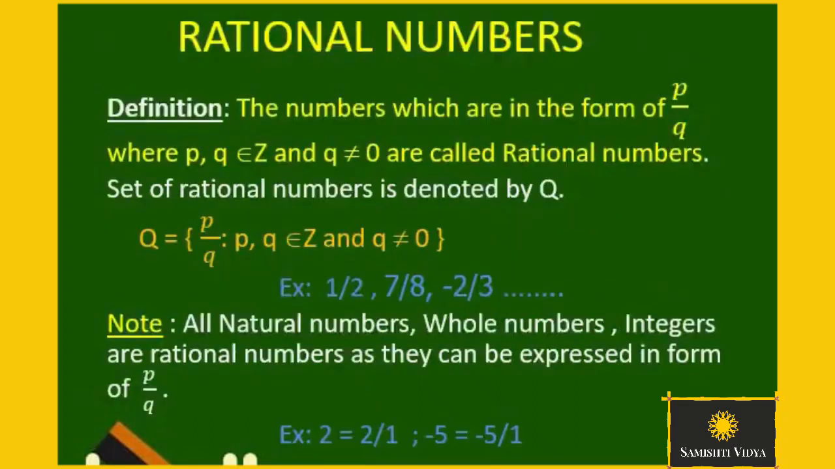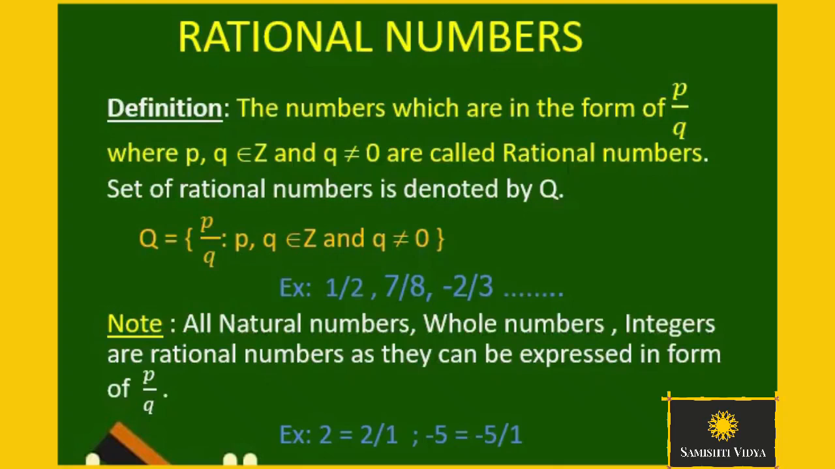Take a look at the definition of rational numbers. The numbers which are in the form of p by q, where p and q belong to the set of integers and q is not equal to 0, are called rational numbers. The set of rational numbers is denoted by capital Q. That is because rational numbers are also known to be the quotient numbers.